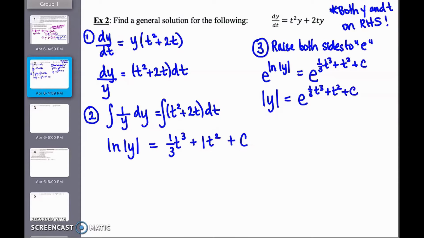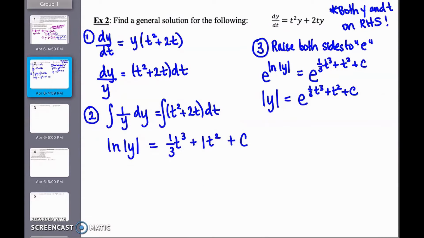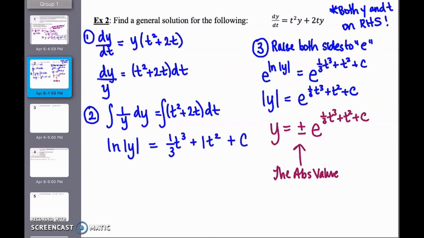Now, if I want to get rid of that absolute value around my y, because I want just y equals, remember that absolute value means that whatever is inside could have been positive or negative. So if I'm going to drop those absolute value bars, then on the other side of the equal sign, I'm going to need a plus or minus in front of my term. So my y could be equal to either positive or negative e to the 1/3 t cubed plus t squared plus c power. And maybe put a little note there for yourself that the absolute value creates the possibility of plus or minus on the right side.